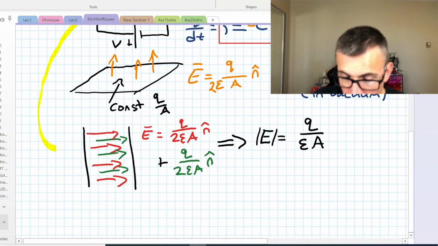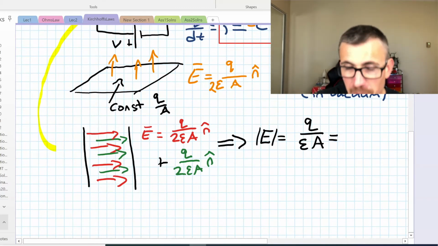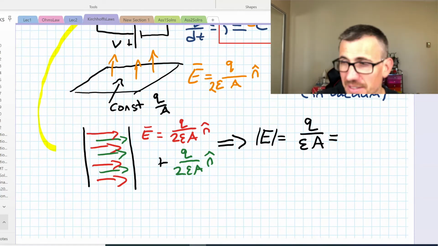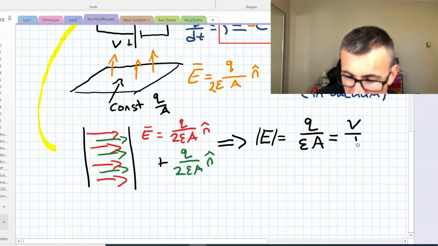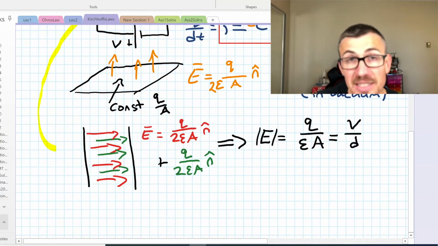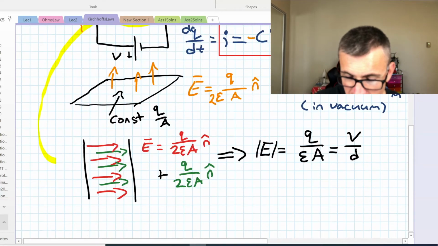Good, okay. But we want to relate this to electronics quantities, voltages, and things like that. So remember Ed's formula: E times D is the voltage when you have a constant electric field. So we can write this as the voltage divided by the distance between them. We're actually here already, because if we recall, we have this definition. I'll just rewrite it.